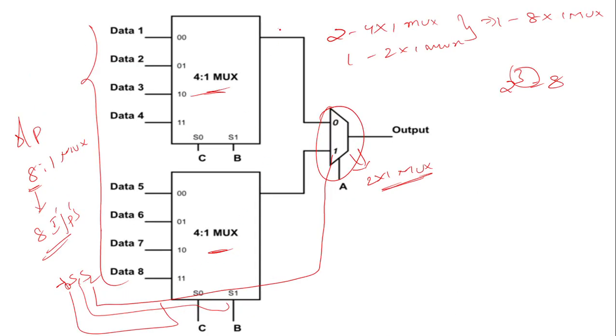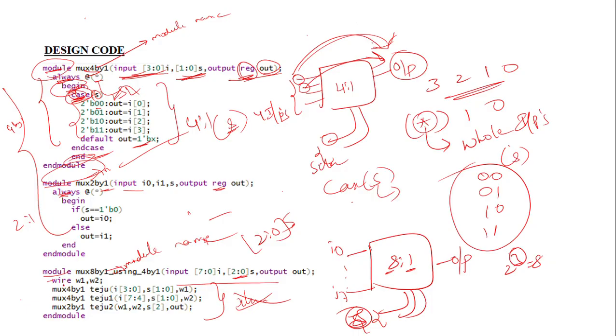So here you can see this is one output, this is one output, but it is not our final output. So there is no use of storing these particular values. You simply connect this output to a 2 by 1 mux input, and this output to another input of the 2 by 1 mux. We are simply using wires here, so there is no need to store that. That's why you represent them with the wire data type.